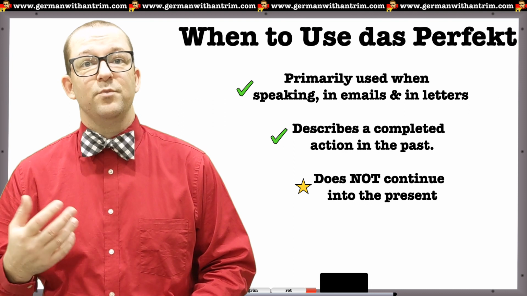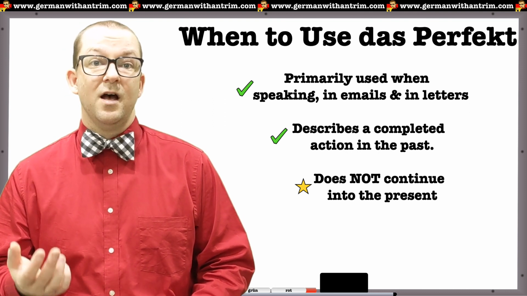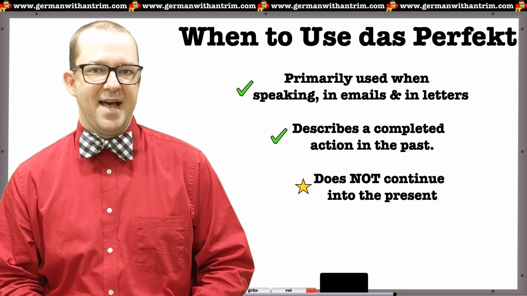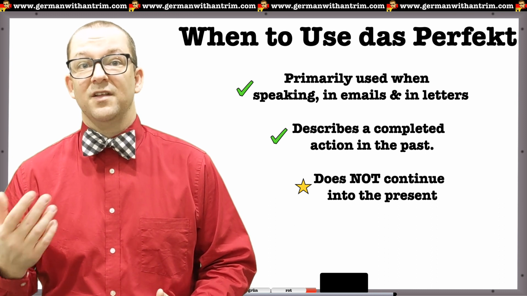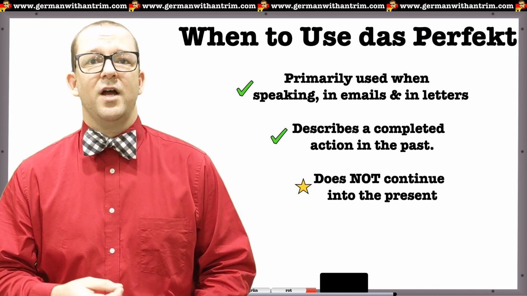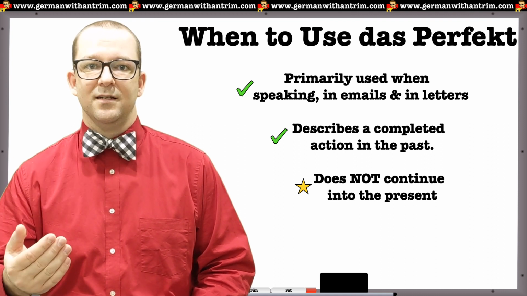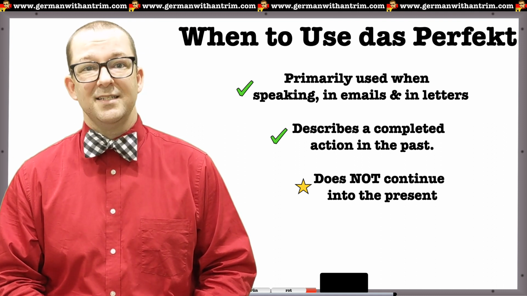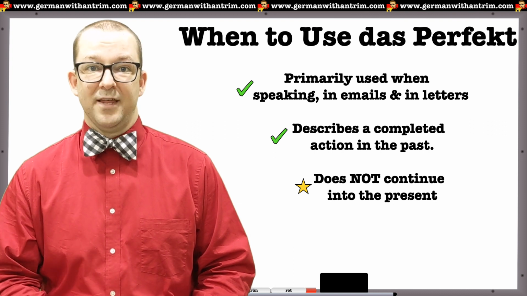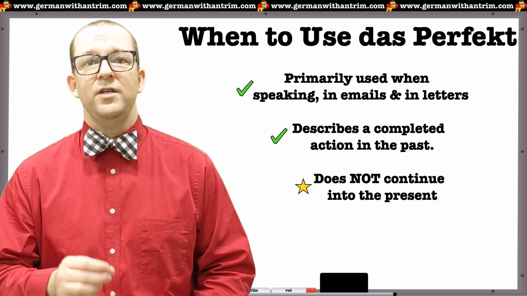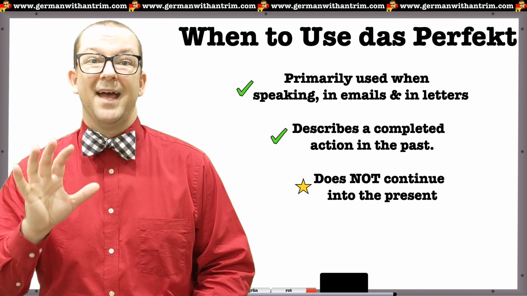The perfect tense is primarily used when speaking in German about events or actions that occurred in the past. It is commonly used in emails and letters as well. The actions described in the perfect tense, however, must be completed and not continue into the present. If an event continues into the present tense, in German we use the Präsens for that. The perfect tense, however, is only used for things that have already happened and are done.